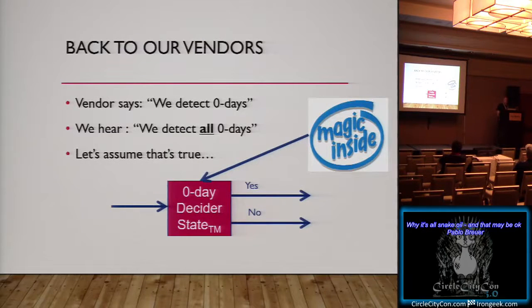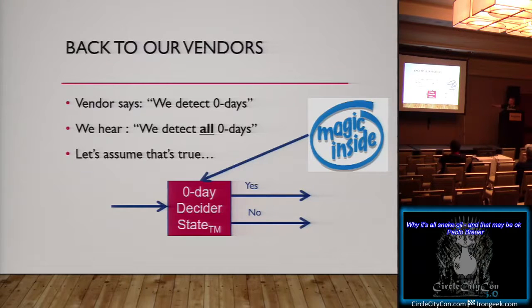So the vendor says, we detect 0-days, and they're sneaky. They're sneaky people. It's not because they're bad people. They just have a job to do, and they've got to feed their families too, right? But they say, we detect 0-days, and we hear what we want to hear. We hear, you detect all 0-days, right? So let's assume that's true.